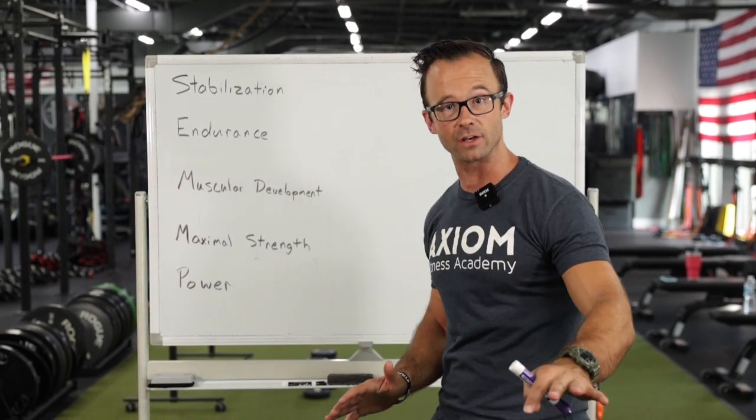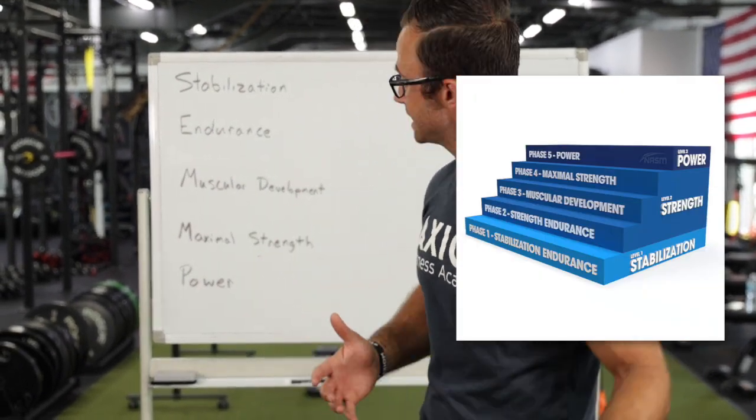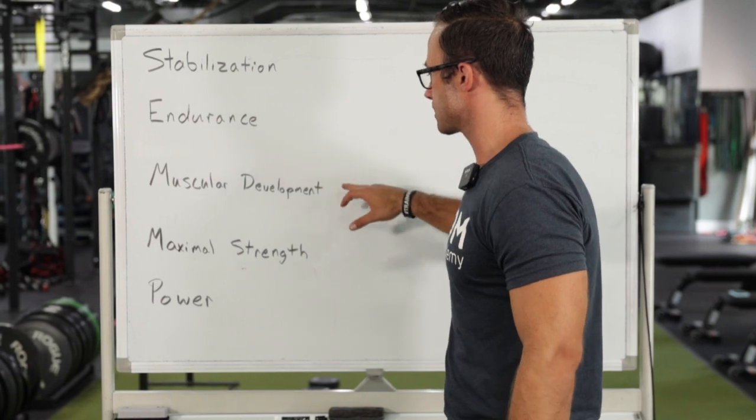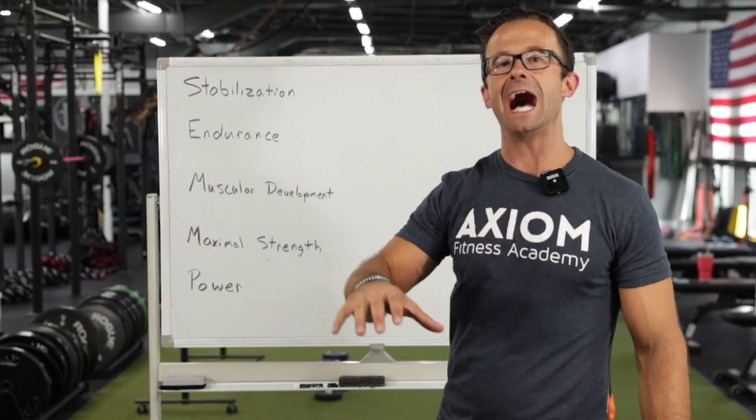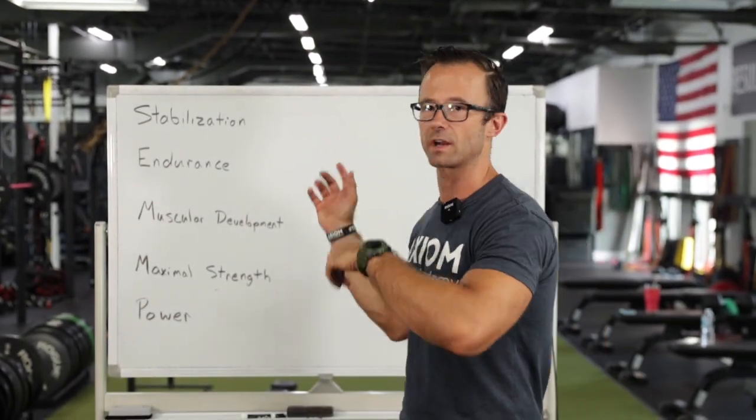This should look very familiar. This is your NASM OPT model. Stabilization, endurance, muscular development, max strength, and power. And at any given time, when a client first comes in with you, they may have a primary goal. Either a primary goal that they're coming to you for or that you're collaboratively setting with them based on where their fitness level is, based on what we're gonna find in our assessments and initial sessions.